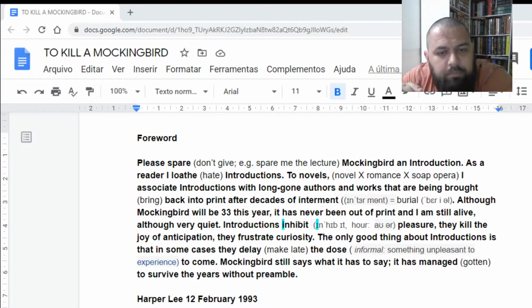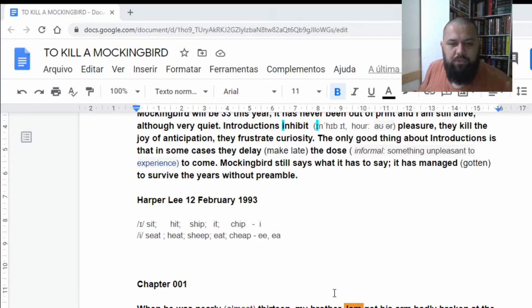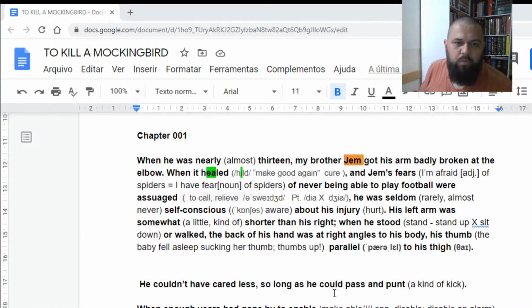Continuing, Mockingbird still says what it has to say. It has managed to survive the years without preamble. That is another way to say foreword in this case. Harper Lee, 12 February 1993. Okay, chapter 1. When he was nearly 13, my brother Jim got his arm badly broken at the elbow.